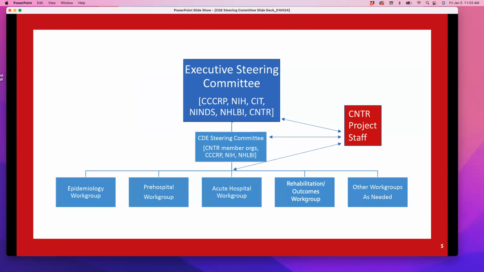Just as a look back, this is basically how it's set up for this project, with an executive steering committee with representatives from multiple organizations, the CDE steering committee, all of you today, and then the therapeutic areas for each specific work group. So epidemiology, pre-hospital, acute hospital, rehab. We recognize that there might be a need to institute another work group, and so that would happen as this committee decided it was required.